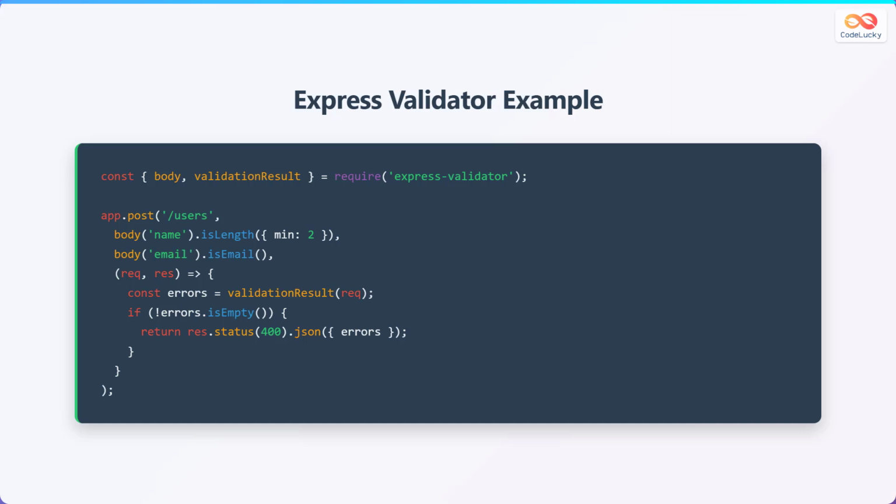For the name field, we use the isLength method to ensure it has a minimum length of 2 characters. For the email field, we use the isEmail method to validate that it's a valid email address. Inside the route handler, we call validationResult to check for any validation errors in the request. If there are errors, we return a 400 status code with a JSON response containing the validation errors.